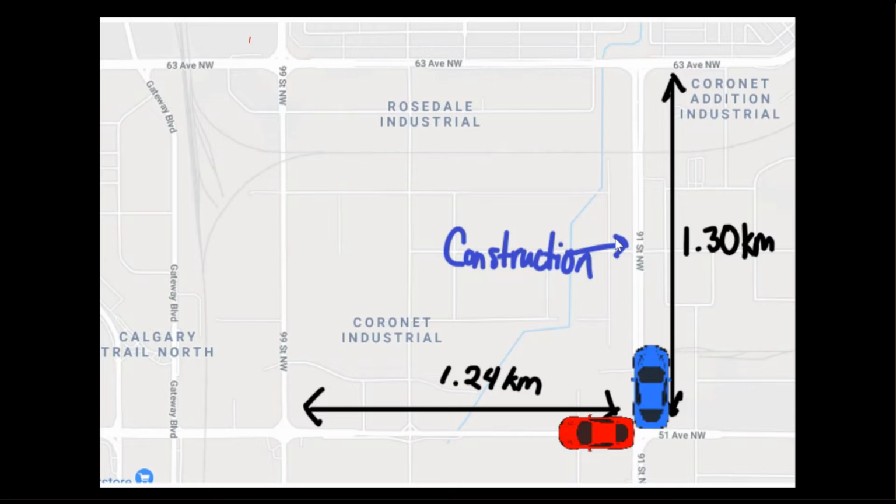The blue car is going to travel along 91st Street through the construction, and the red car is going to take 51st Ave and go up around the construction. We're going to see which car can get there the quickest, or first. So let's watch their motion as they travel around, and I'm going to ask you some questions in a little bit.